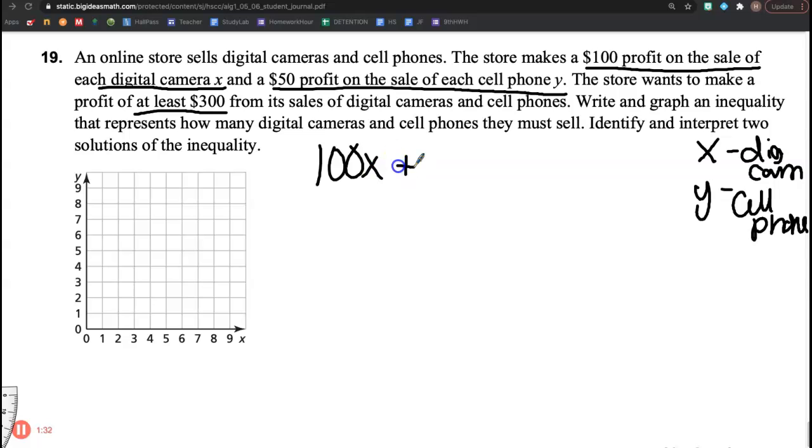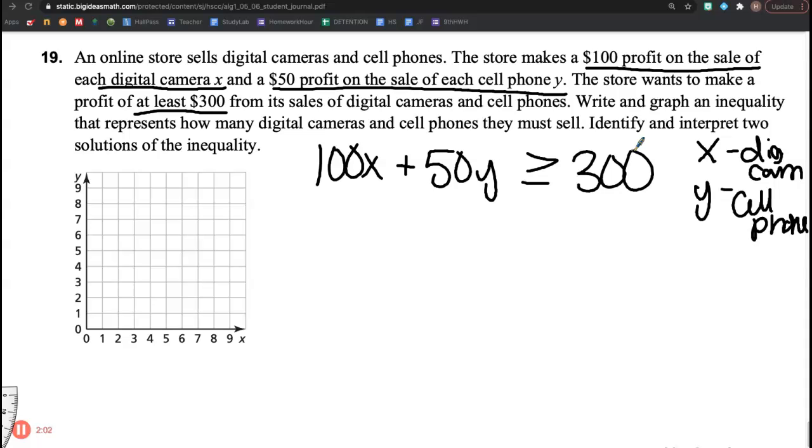Okay, I also make an additional profit when I sell cell phones. How do you write $50 on each cell phone? 50Y. Now, we have to make at least, that's greater than or equal to 300, because if I made less than that, I wouldn't reach my goal, right? But I could equal 300, and that would be my minimum goal, right?